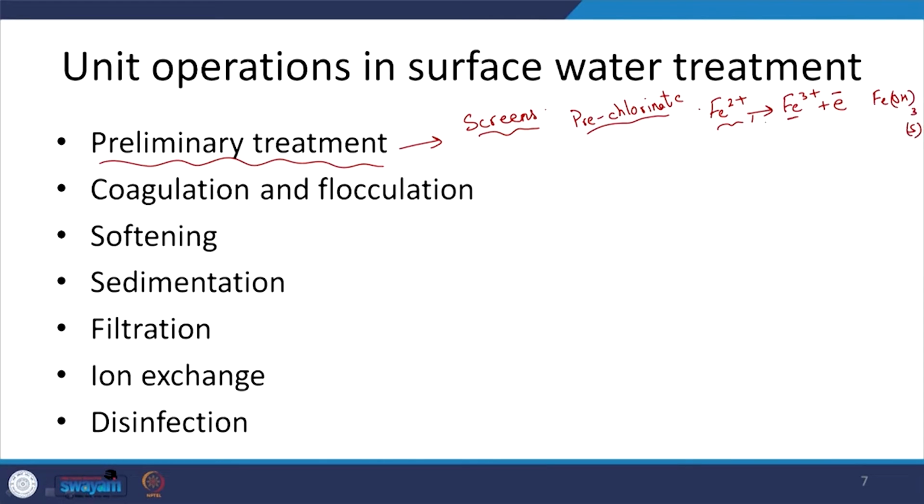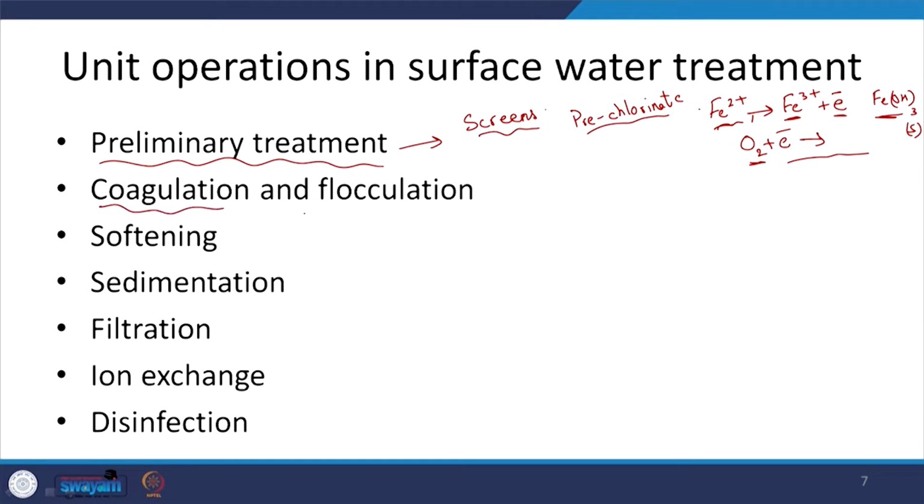But how do I do this? To do this, I need to accept this electron. So, what is a common electron acceptor? Oxygen is a common electron acceptor, let us see. Anyway, we are not going to balance it now. So, that is how you can go ahead and do that, as in you are going to aerate the water so that iron is oxidized to Fe3 plus and precipitates out. So, these are some of the preliminary treatment steps that are used, but we will look at that later.